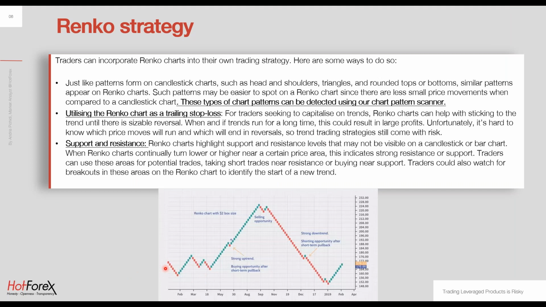or you can use them also as support and resistance levels. So Renko charts actually highlight support and resistance levels. Okay, so if you cannot identify support and resistance levels using your candlesticks, then Renko will help you identify some immediate support and resistance levels. So when Renko bricks continually turn lower or higher near a certain price area, this indicates a strong resistance or support level. Okay, so what I mean, let me bring my chart on.